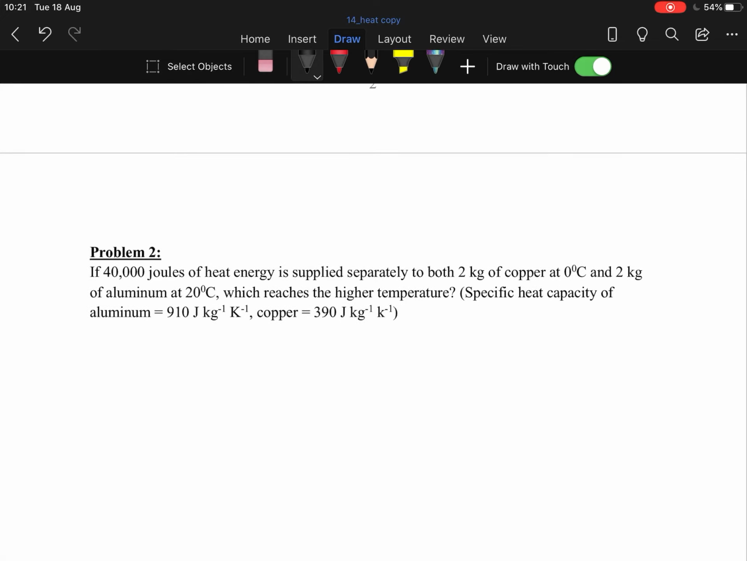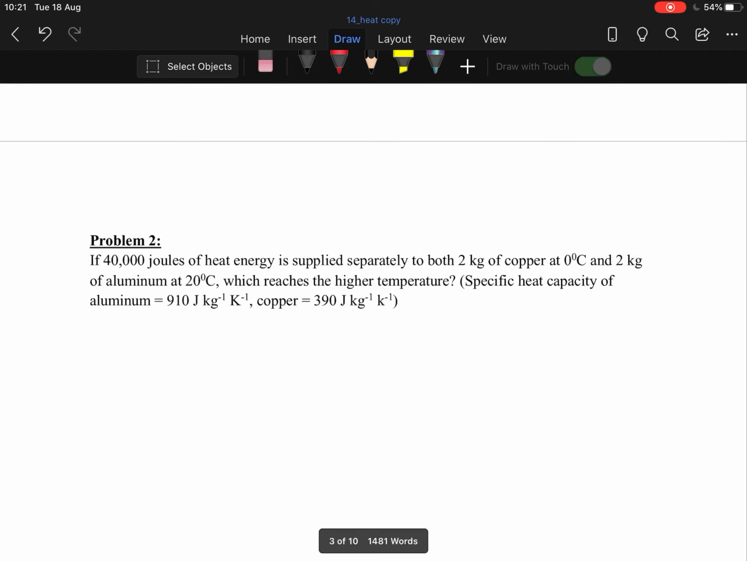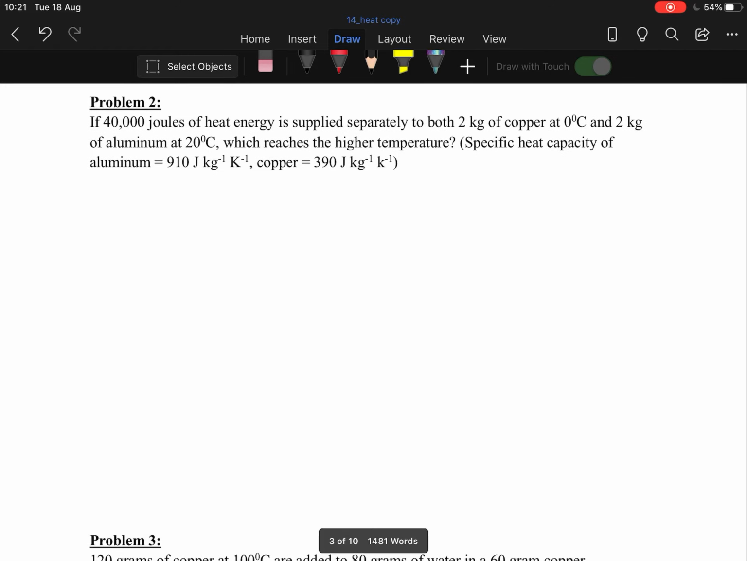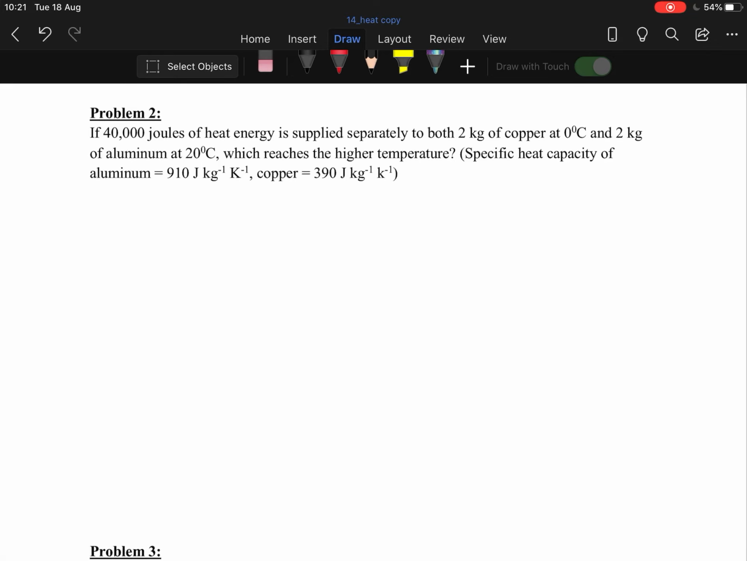Okay, so problem 2. If 40,000 joules of heat energy is applied separately to both 2 kgs of copper at 0 and 2 kgs of aluminum at 20, which reaches the higher temperature? And we were given the 2 heat capacities there. Okay, so first things first, you can squeeze this one in. Write everything you have on the left-hand side. So the amount of energy we have is 40,000 joules.